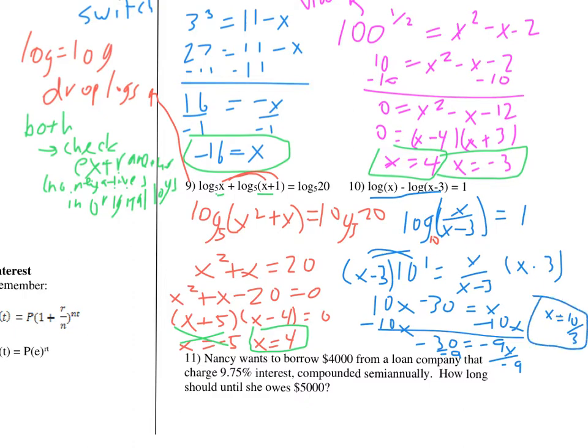If you like 3.3 repeating, that's fine too. And if we plug that back into the original logs, positive 10 over 3 there is fine. 3.3 minus 3 is positive as well, so we did check that for extraneous, and it is still good.